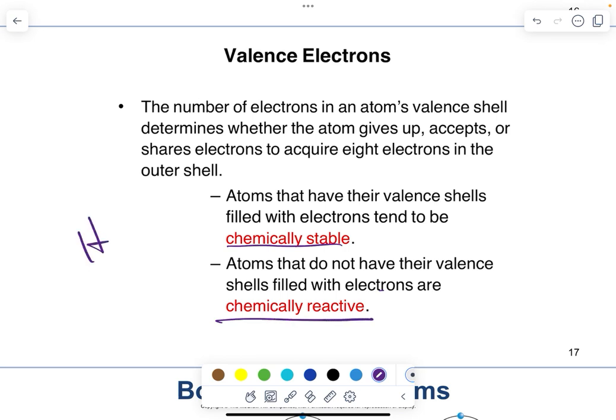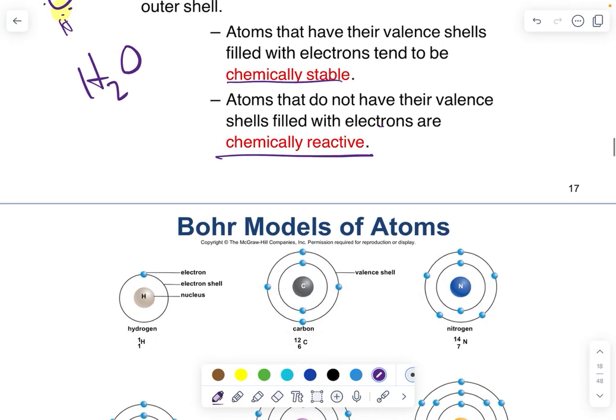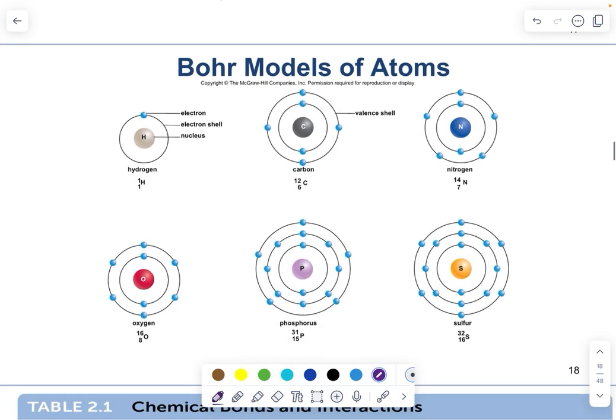Okay, so a perfect example is H2O. O has 1, 2, 3, 4, 5, 6 electrons. It has 2 openings in its valence shell. It wants to fill those, and so hydrogens come up and give the electron, and you have H2O. So stable versus reactive. Here are some Bohr models that you can see. Carbon wants to add 4.